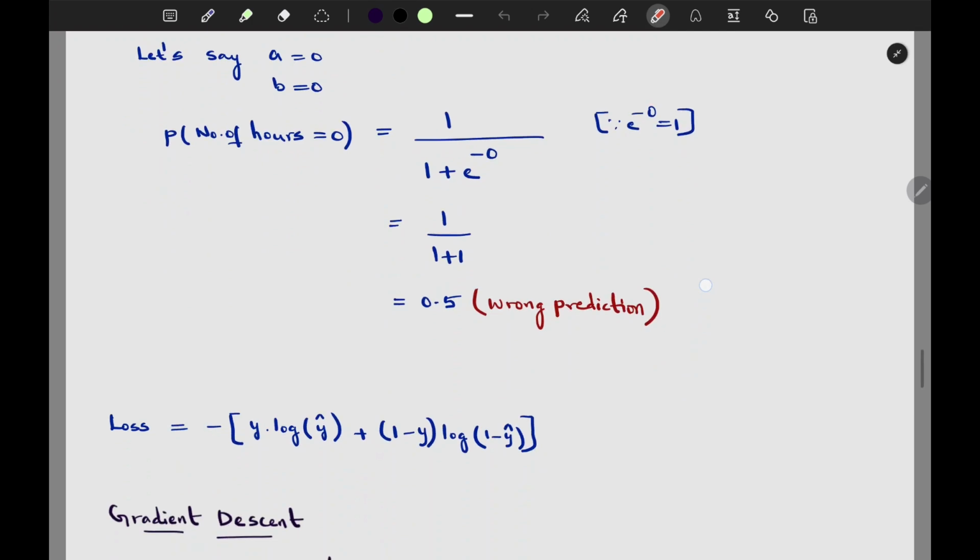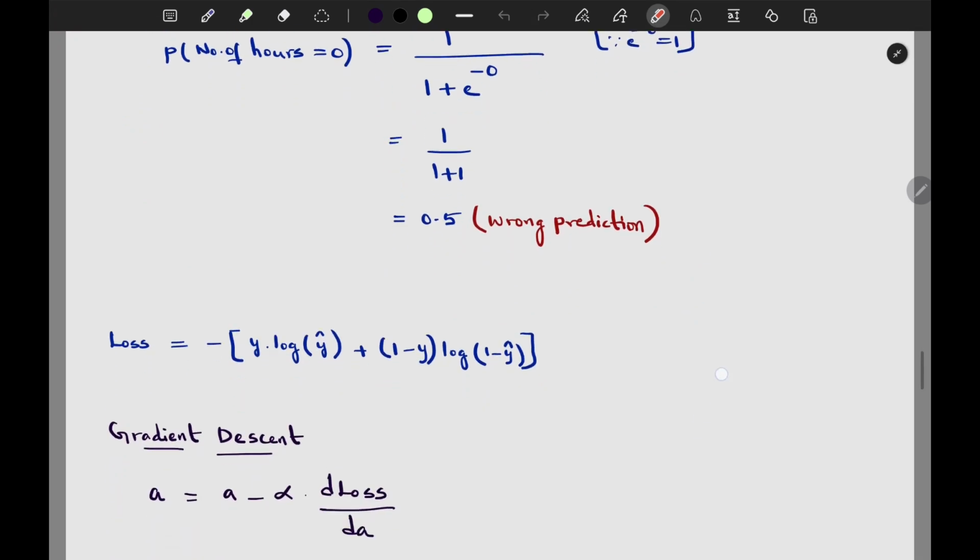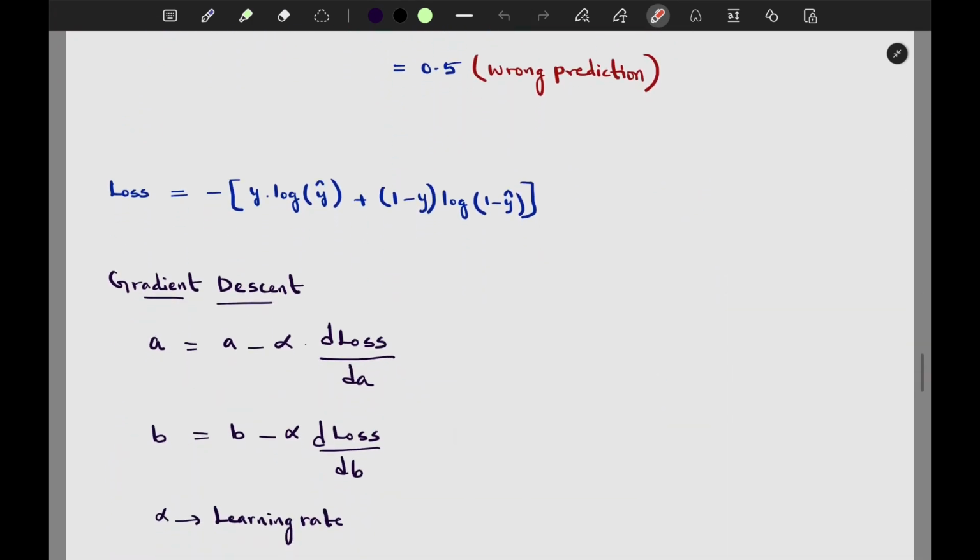To update the values, we will be using gradient descent. Gradient descent is a equals a minus alpha into the differentiation of the loss function. Similarly, b equals b minus alpha into the differentiation of the loss function in terms of b. Alpha is the learning rate here.